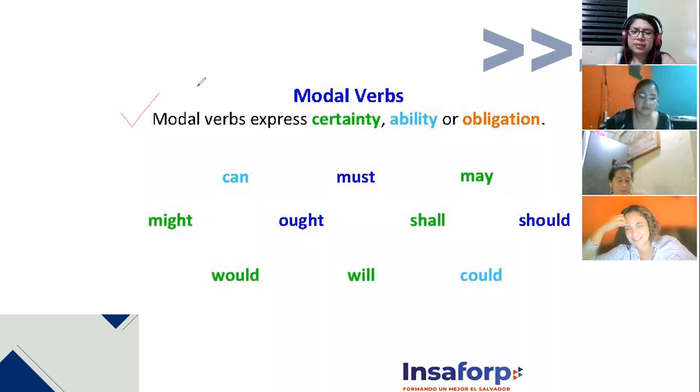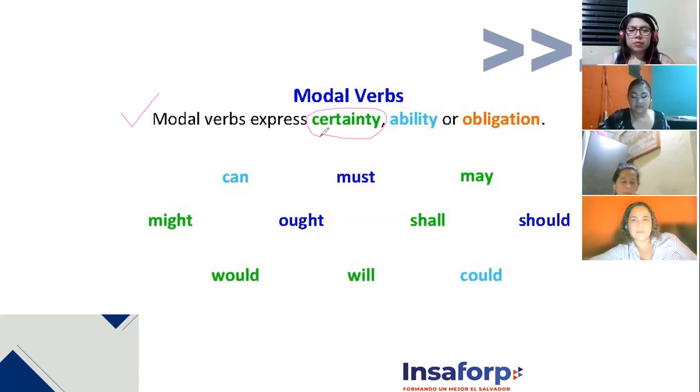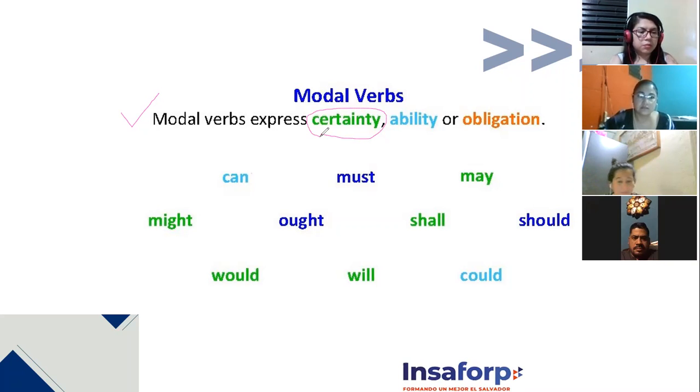We are going to focus only on certainty. This is going to be our friend. Why? Because we are going to use modal verbs and also some adverbs that express certainty. It means how confident, how sure you are about something happening. If we talk about degrees or percentages of probability, that is certainty. If something is likely to happen, might not happen, or would never happen. So certainty is how sure, how confident you are about something really happening.